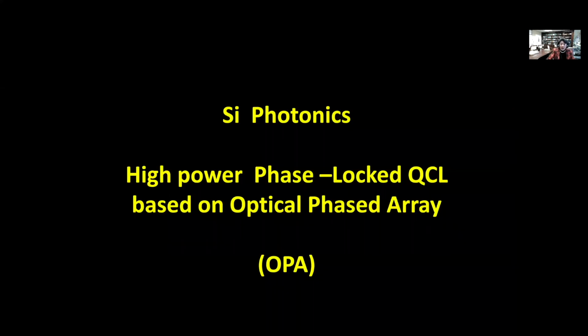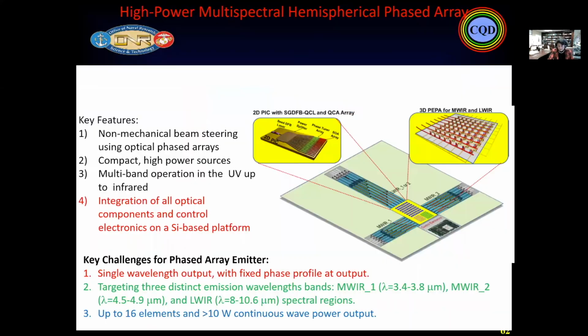So now I would like to go to the silicon photonic. Exactly as I mentioned, we would like to put everything on silicon, and at the same time we need high power phase locked QCL based on optical phased arrays to have 2-3 dimensional steering at the same time. So for that, the challenge is to have single wavelength output with fixed phase profile at output, and targeting 3 different ranges: short, mid, and long.